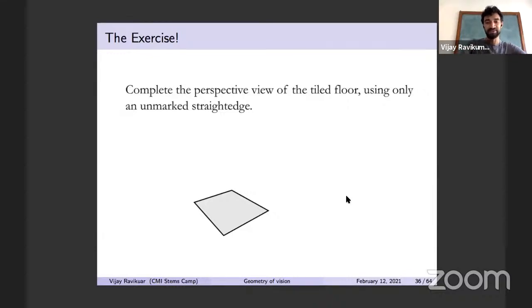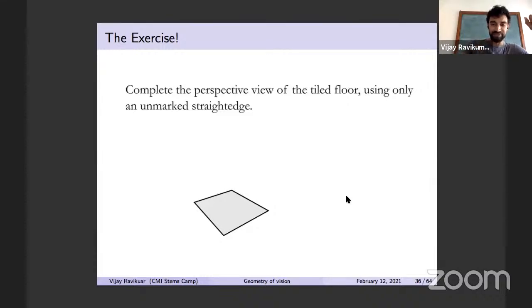You can extend lines outward, and you could connect points that exist. Right now we only have 4 points, but as you extend lines, you might get additional points to work with. So just using those basic tools, can we figure out a way to extend this tile further?